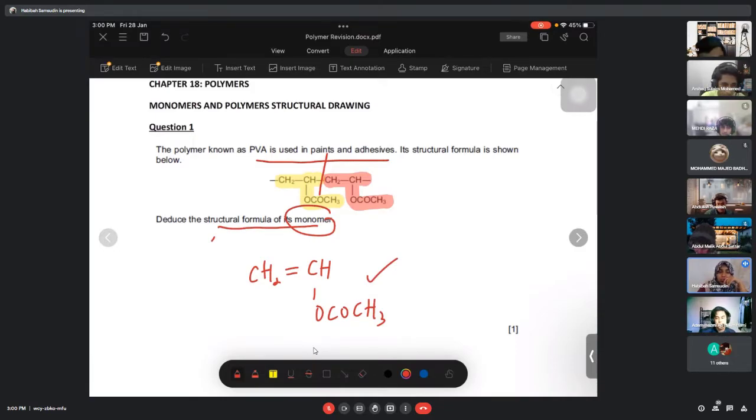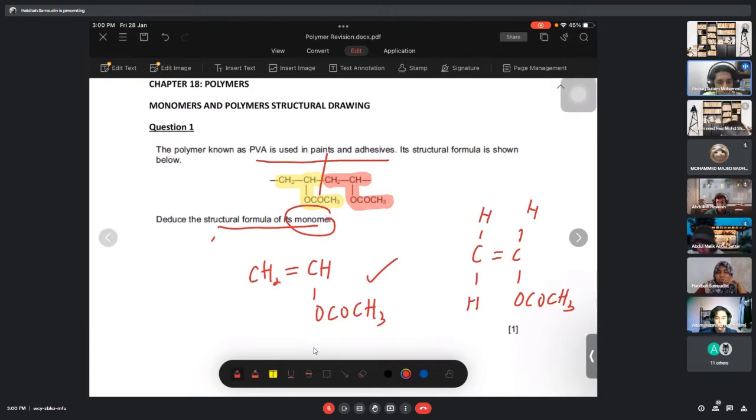But if the question says deduce the structural formula of its monomer, show all the bonds and all the atoms. Then you have to open everything like this. Hydrogen, CH, and then you have OCOCH3. Understand?